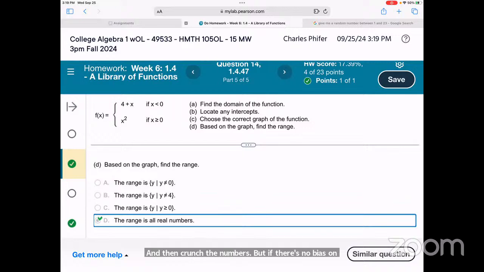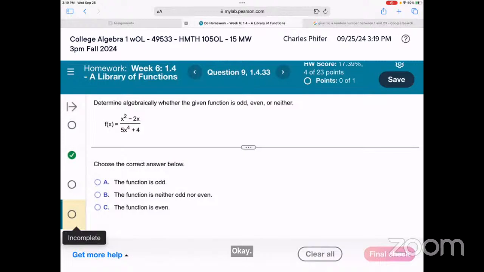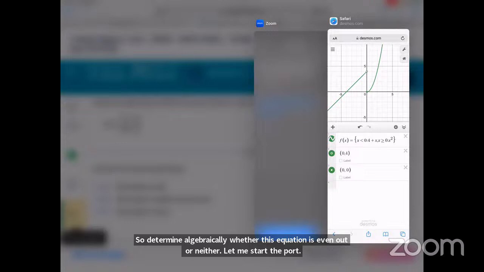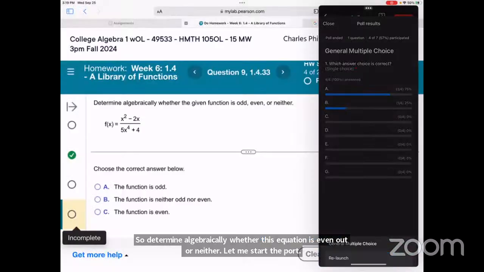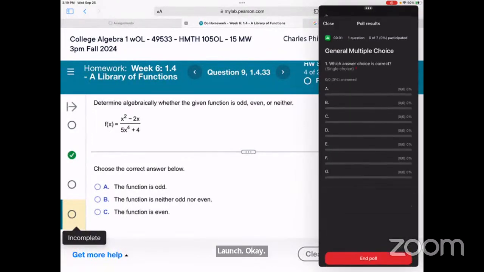All right. Okay, question 9. Let me see. That's 4, 5, 6, 7, 8, 9 is there. Okay. All right. So determine algebraically whether this equation is even, odd, or neither. Let me start the poll. Okay. Let's relaunch. Launch. Okay.